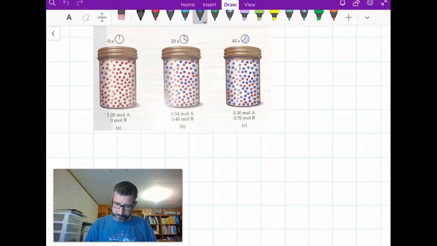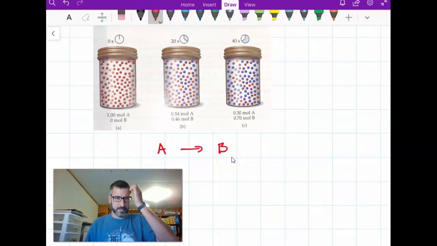Okay, you should have said that the reaction is basically just this. A is our reactant, B is our product, because at time equals 0 you have no B, which makes sense because that reaction hasn't started yet, hasn't been given time to start. You have all of A.